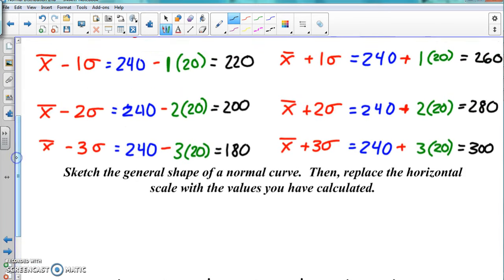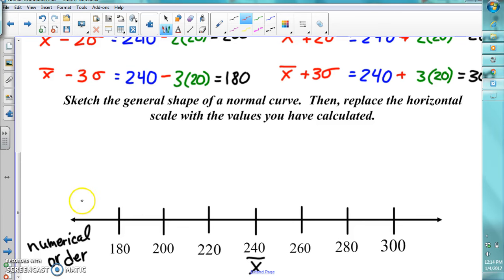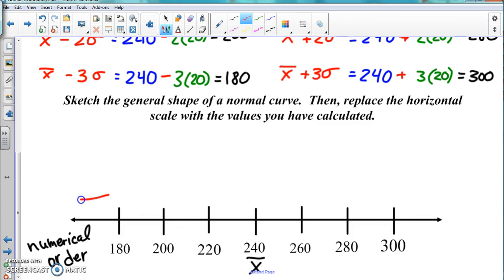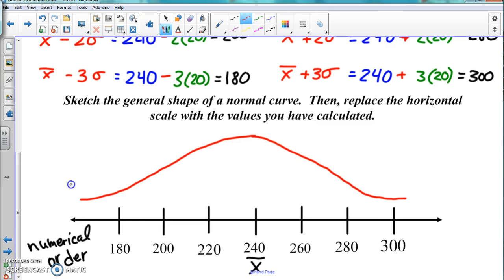Then we put 260, 280, and then 300. We put all that down in numerical order. All the numbers we found, we put in numerical order. The last thing is doing our bell-shaped curve and making sure that the top of the bell, or the top of that curve, is at the mean. That's the highest. Then everything else starts going back down. Let's do that a little bit better. Something like that. Not perfect, but that's our bell-shaped curve.